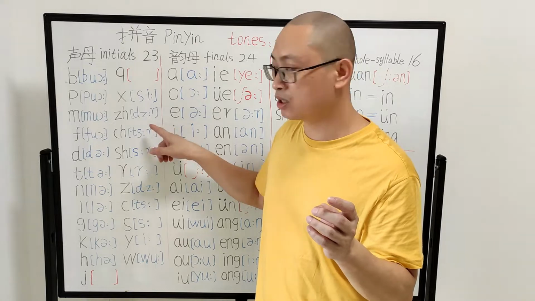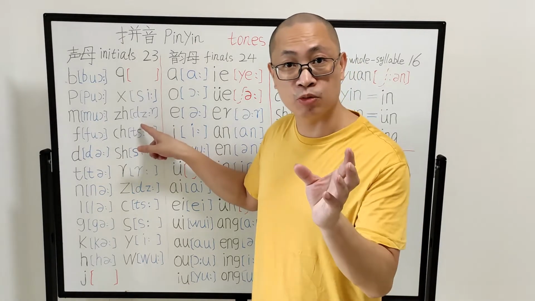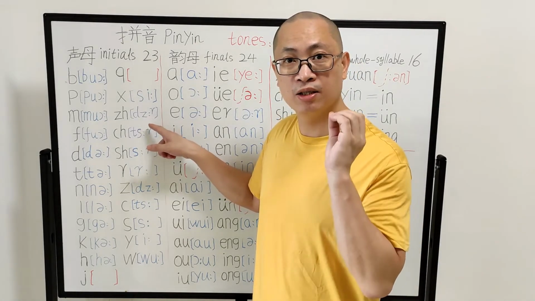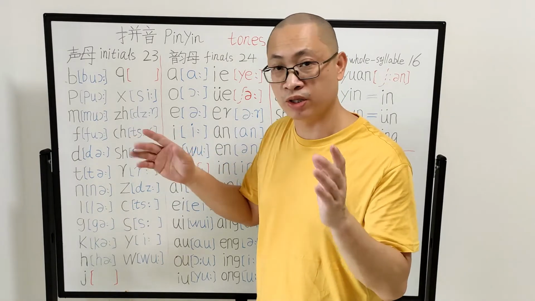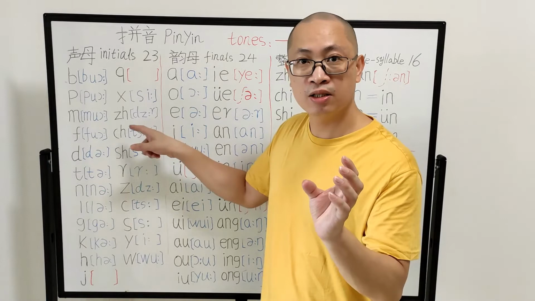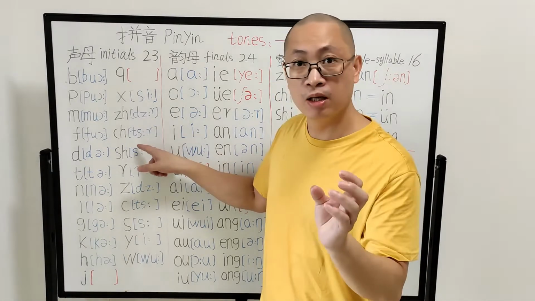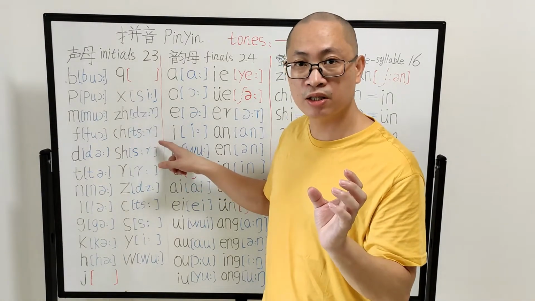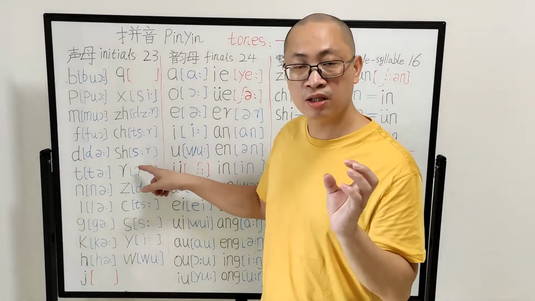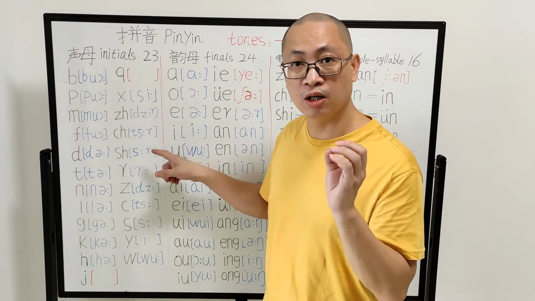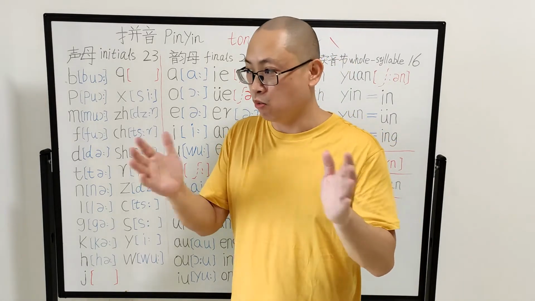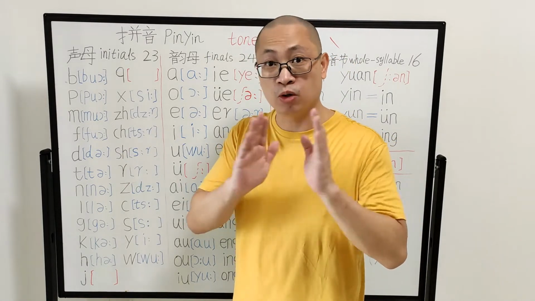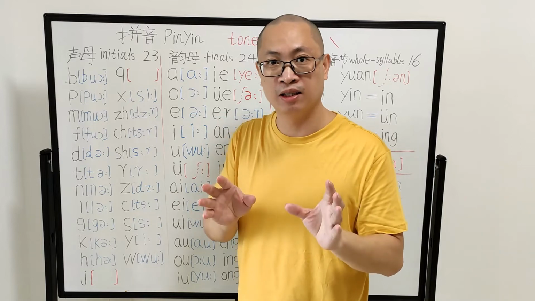Z, z, same as English. Curve your tongue a little bit. Prolong the voice. Z, z. Next, same. C, c. Next, s, s. Curve your tongue a little bit. Hey, you know, I'm a Southern Chinese. We Southerners almost do not curve our tongue.